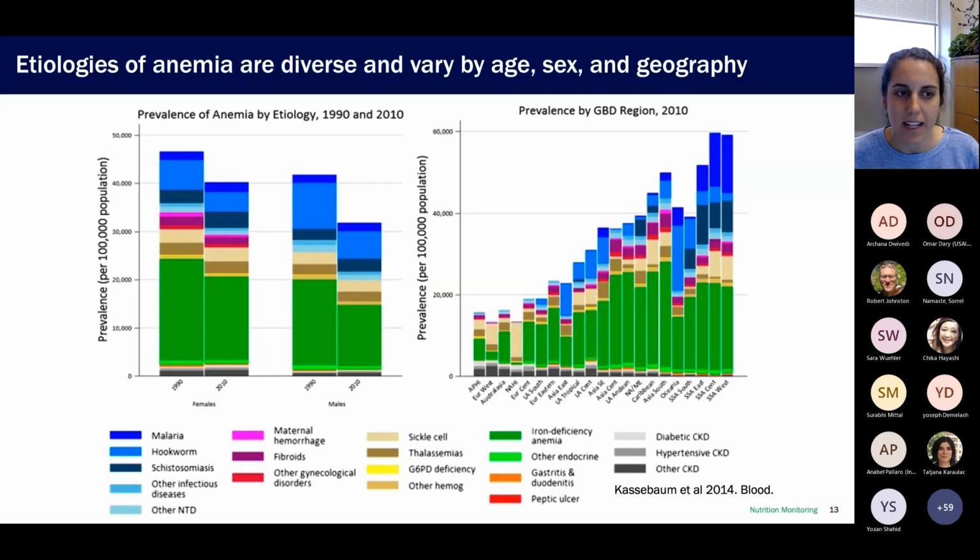I just wanted to end my set of slides with a quick reminder that the etiologies of anemia are diverse and vary by age, by sex, and by setting. So when designing anemia reduction strategies, it is important to understand its etiology to be able to design effective solutions.